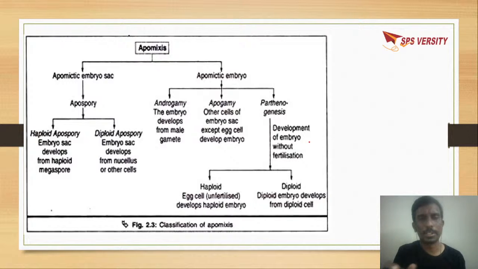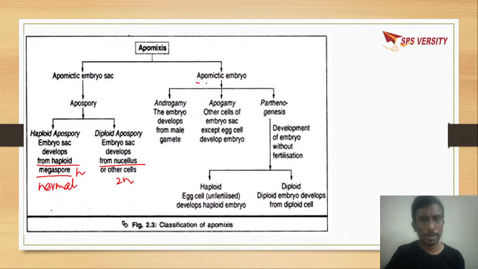Here we can see different stages, like apomictic embryo sac and apomictic embryo. Apomictic means the embryo sac is formed by apomixis. Haploid apospory means the embryo sac develops from a haploid megaspore, which is a regular and normal development. Diploid apospory means the embryo sac develops from nucellus. Nucellus is diploid, but megaspore is haploid.